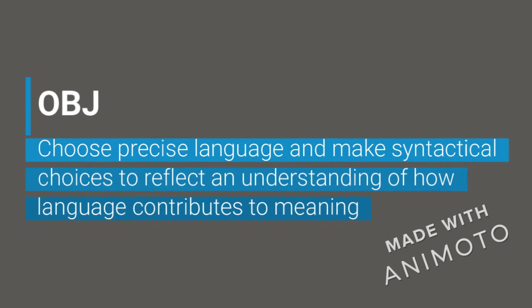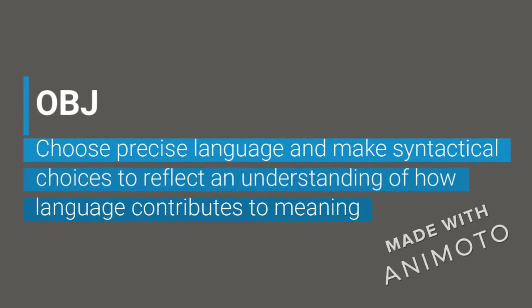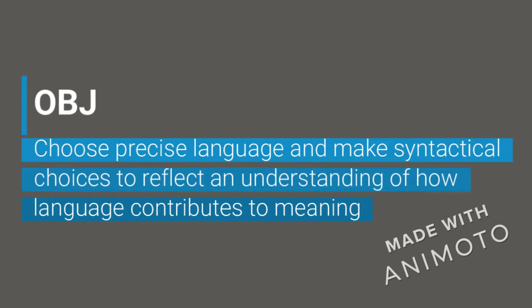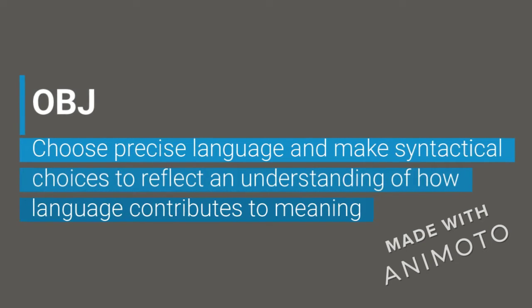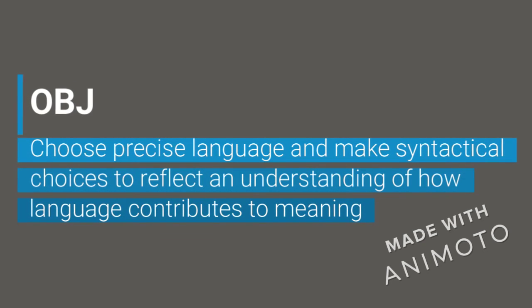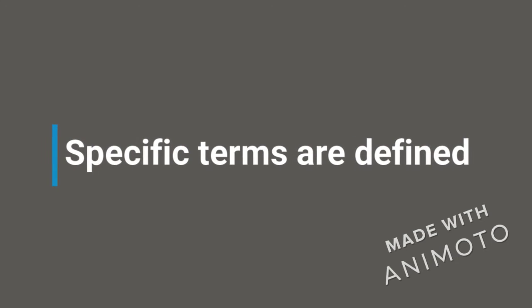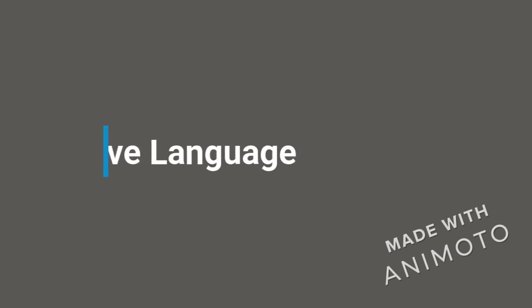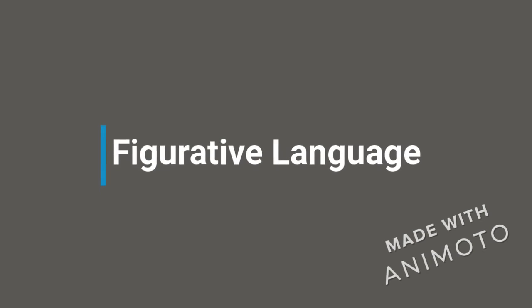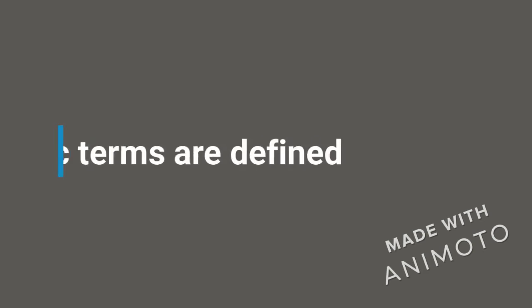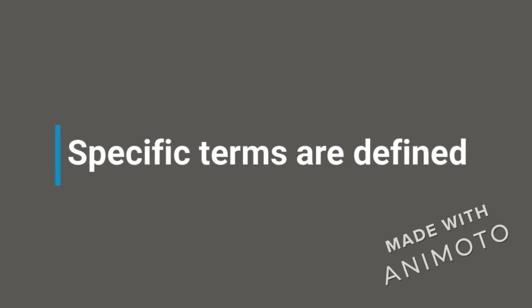Today's objective reads, choose precise language and make syntactical choices to reflect an understanding of how language contributes to meaning. Now, there are two different ways we're going to look at that today. The first one is being specific, where terms are defined, and we will also be looking at figurative language. So the first thing we're going to look at is that specific terms are defined.